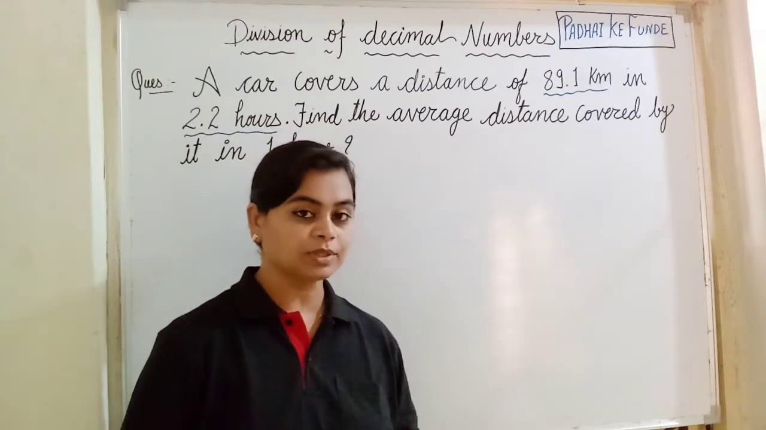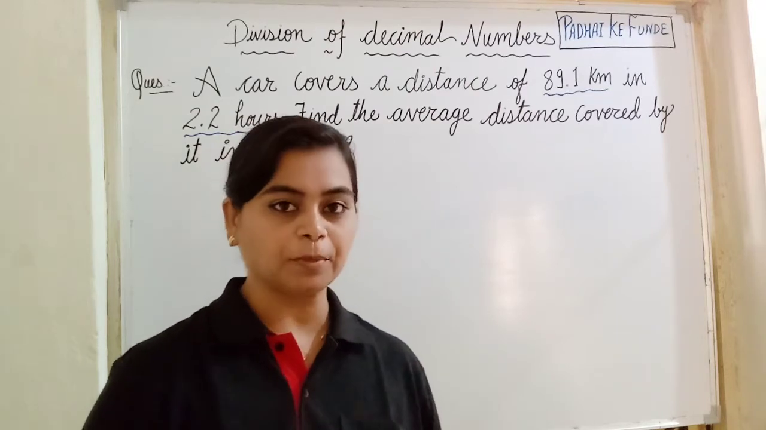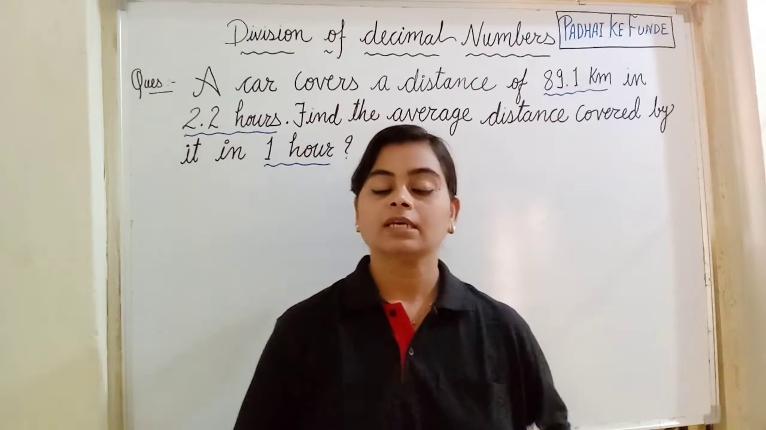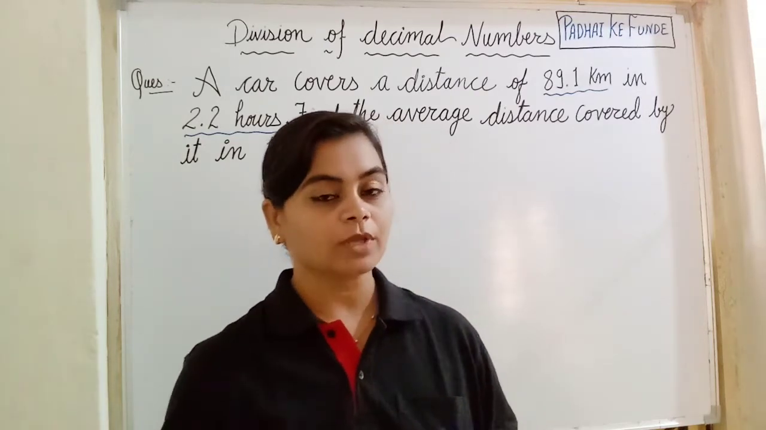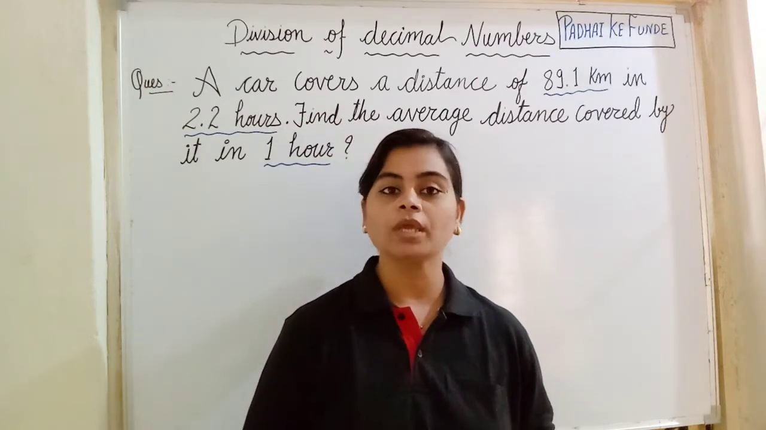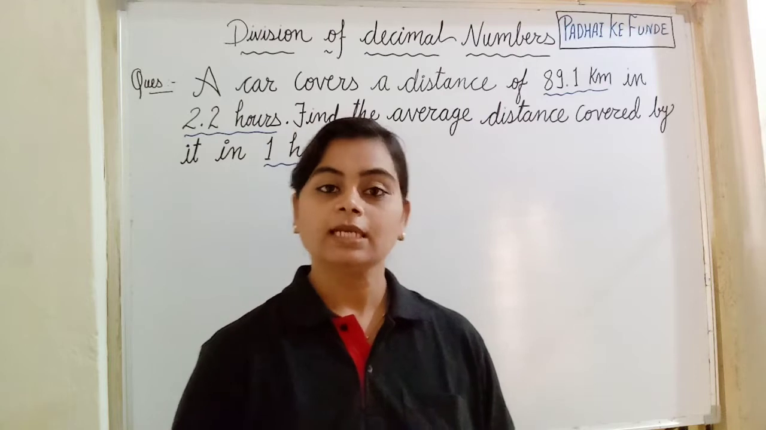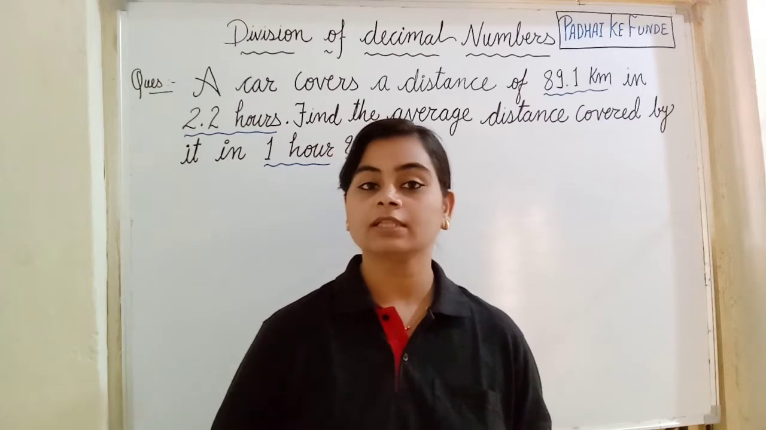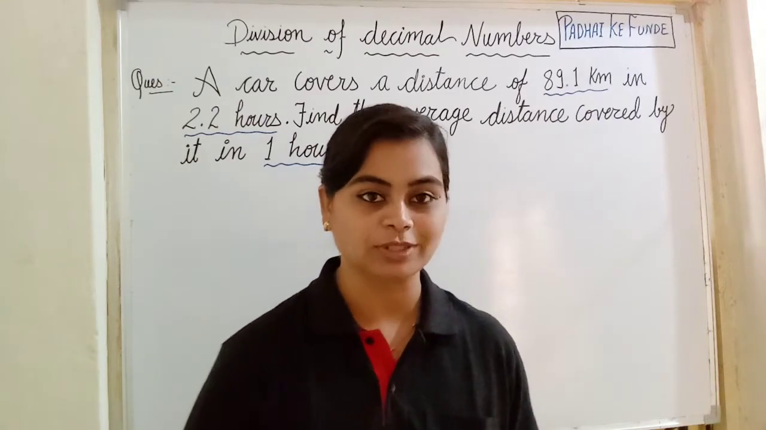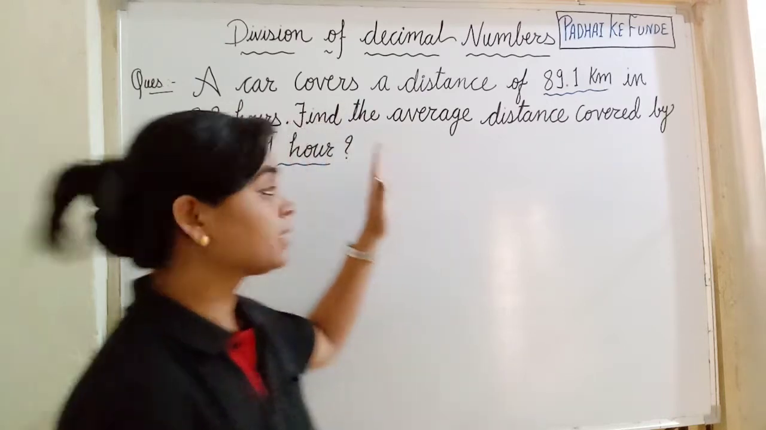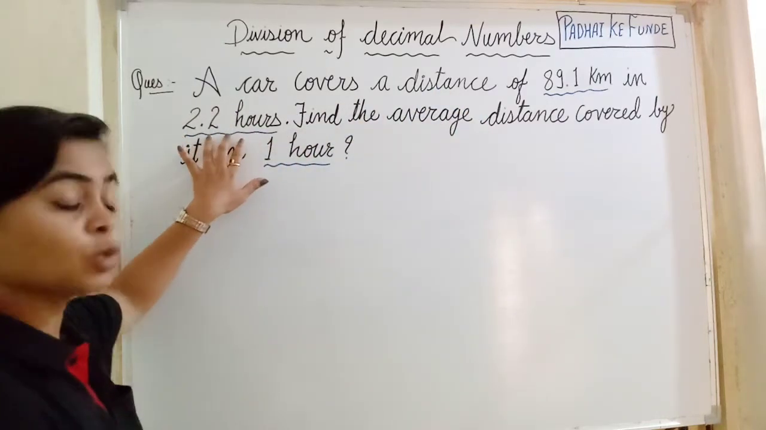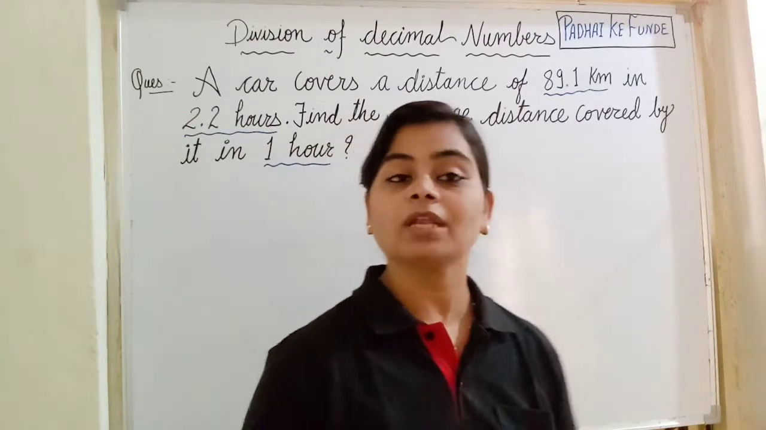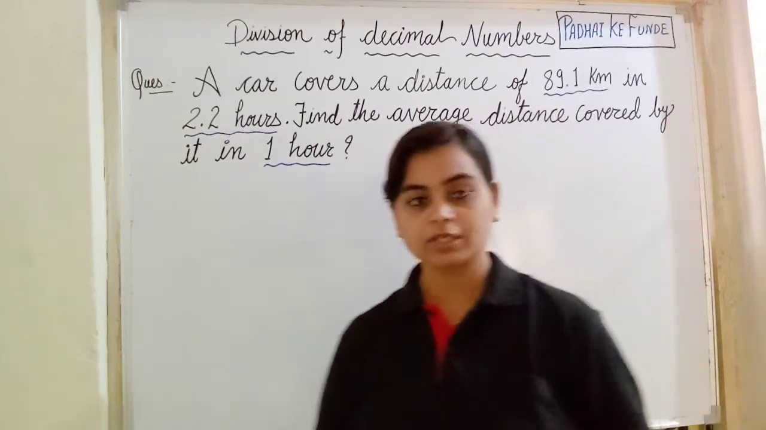First of all, I would like to recall that when we learned to solve word problems related to multiplication and division, we learned that if the information is given about many and we have to find for one, we do division. Vice versa, if it is given about 1 and we have to find for many, we do multiplication. Here the distance covered is given in 2.2 hours and it is asked for 1 hour. That means given for many and asked for 1, so we need to do division over here.